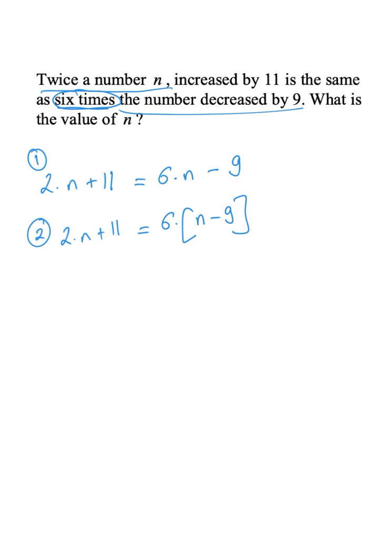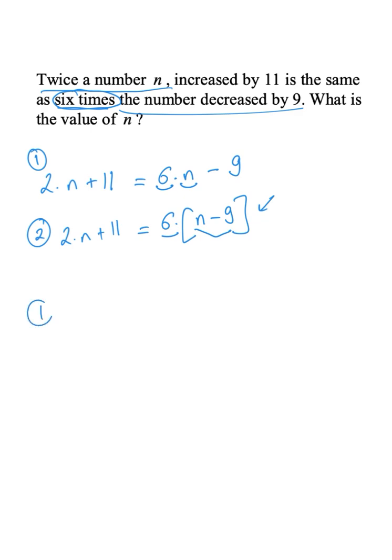So you can see the difference between the two equations, because in the first equation we multiply 6 times the number, but here in the second equation we don't multiply 6 times the number, we multiply 6 times the number minus 9. So it's two different equations, and therefore we're going to find two different values. So let's solve both equations.